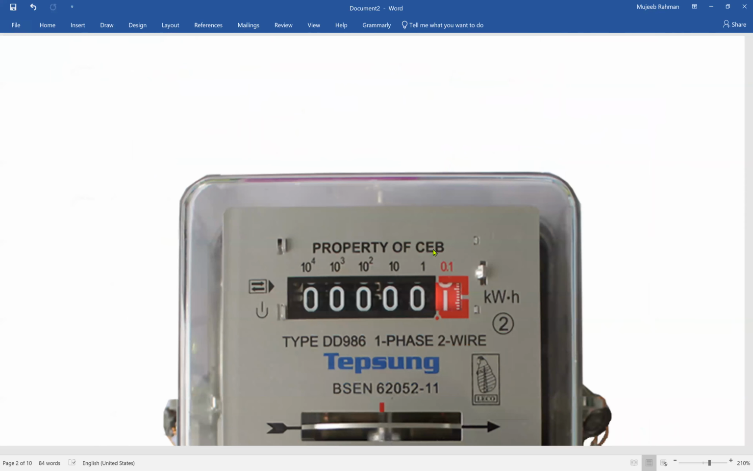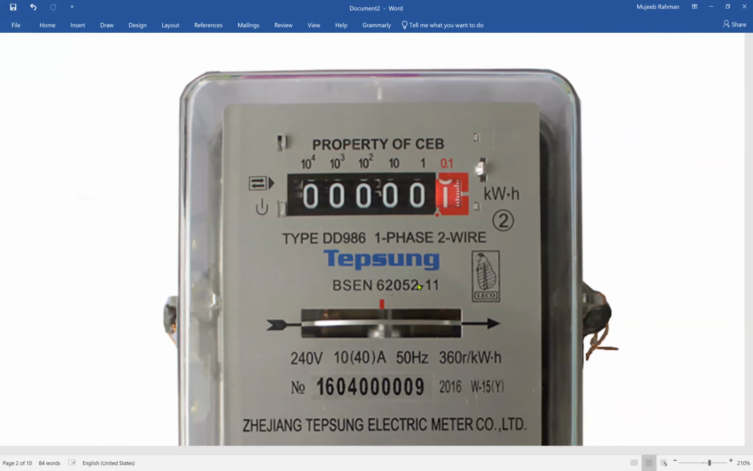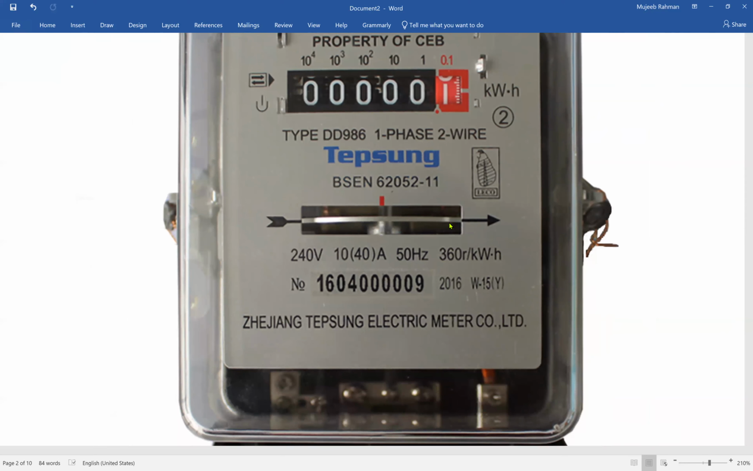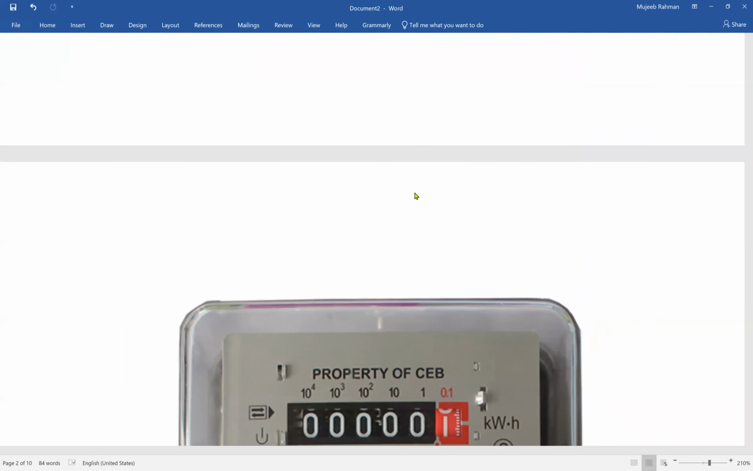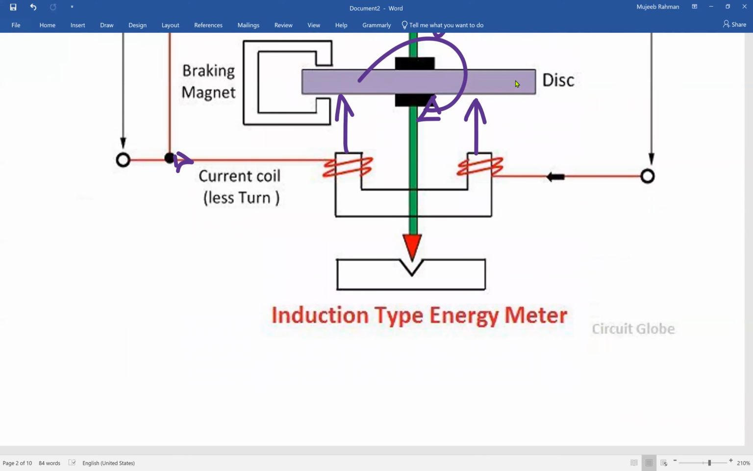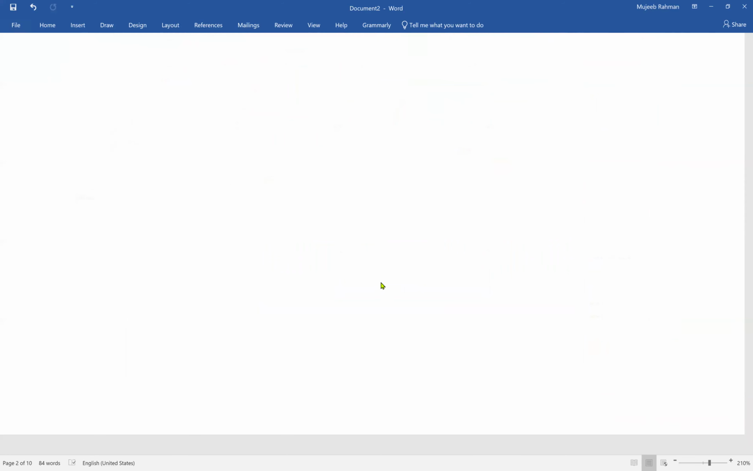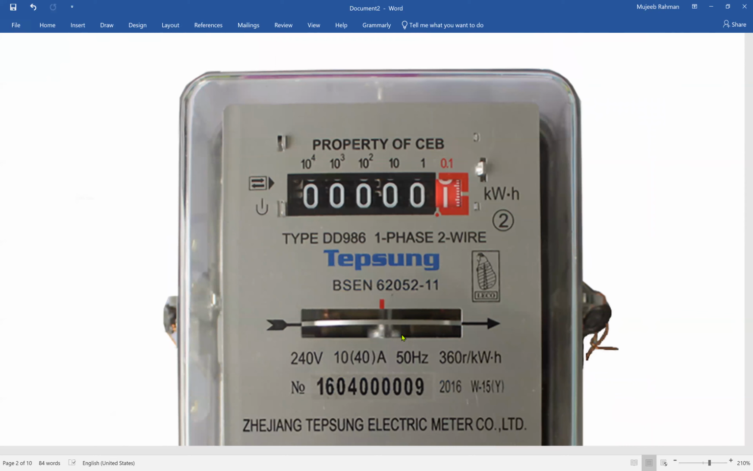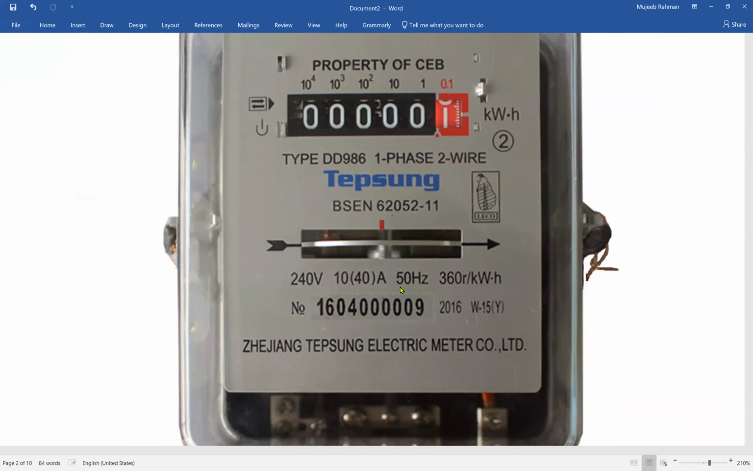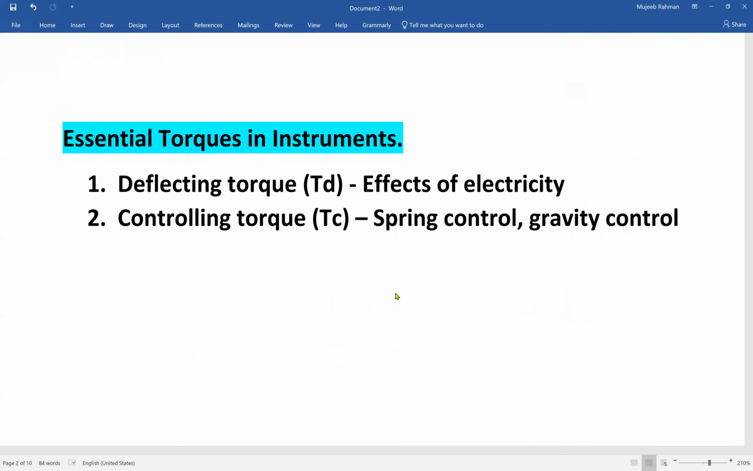Now the next type of, so this is the example. This is an energy meter here. And you can find the aluminum disc is already attached here, as we have already discussed. This aluminum disc will rotate. And there is a register mechanism, and that register mechanism gives the kWh reading directly.